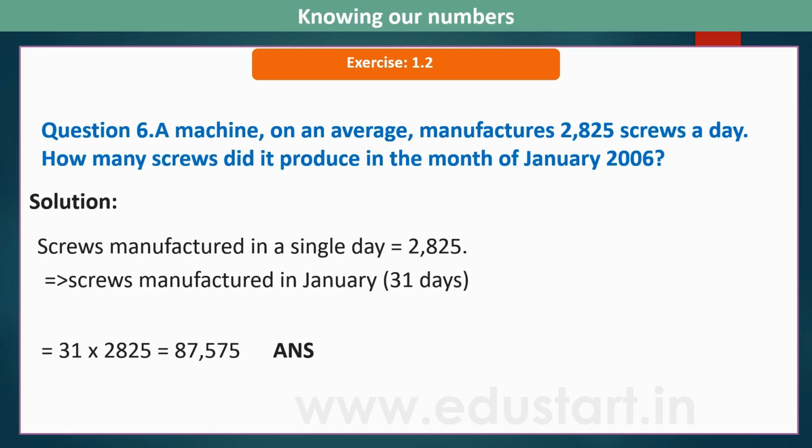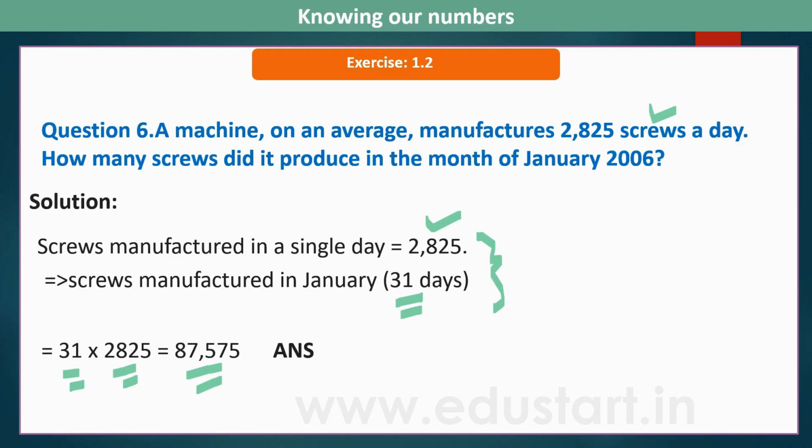A machine on an average manufactures 2,825 screws per day. Now the screws manufactured in a single day is 2,825. For the month of January, we know the total number of days is 31 days. So what is the total number of screws that can be created within these 31 days? So it should be the multiplication of these two numbers. So 31 days into 2,825, which comes to around 87,575. So this many screws were produced in January 2006.